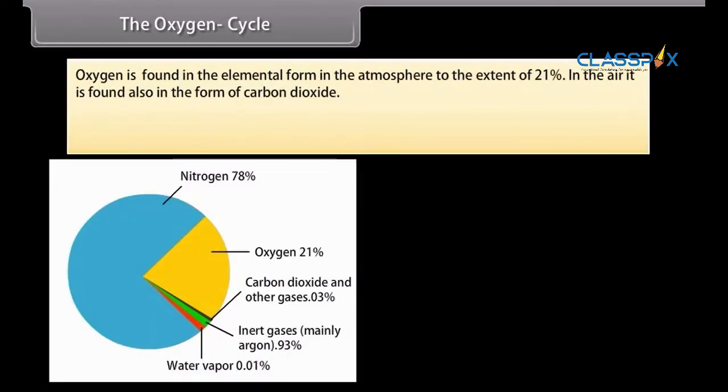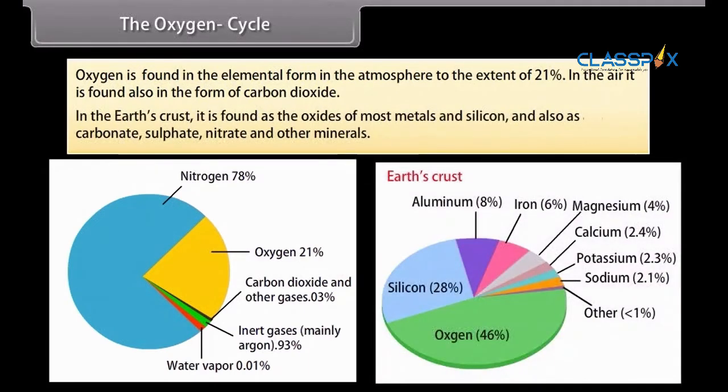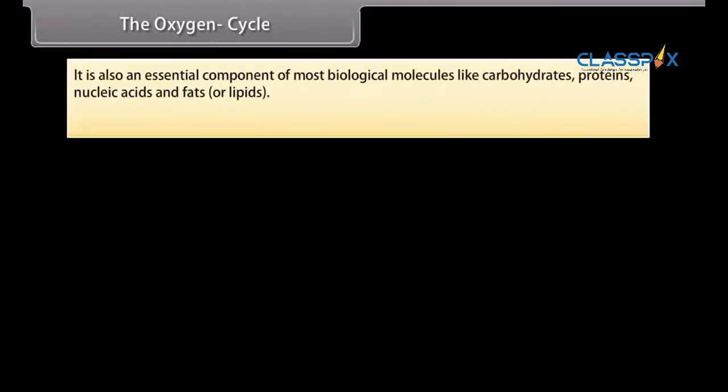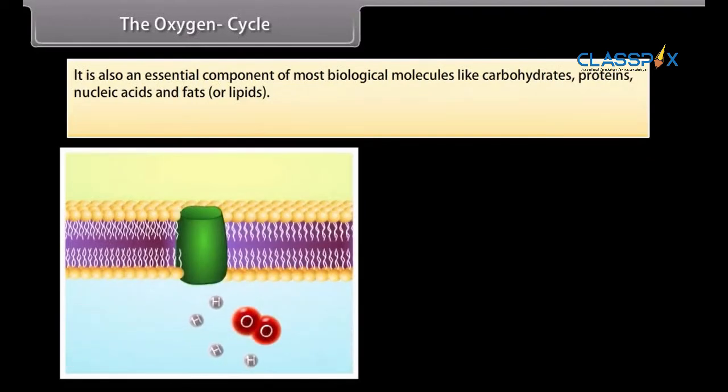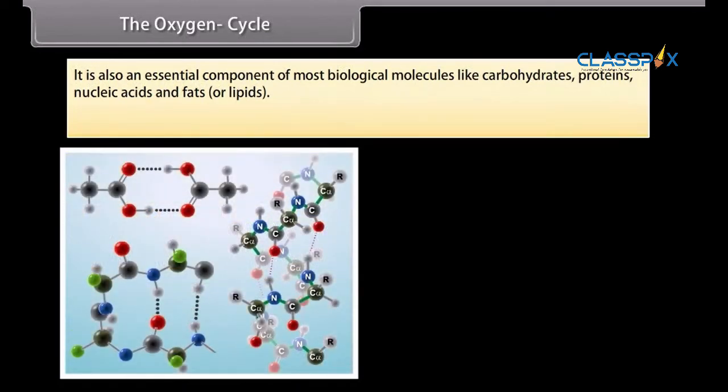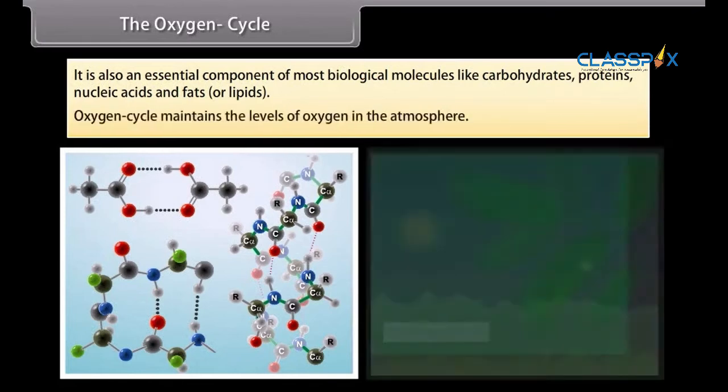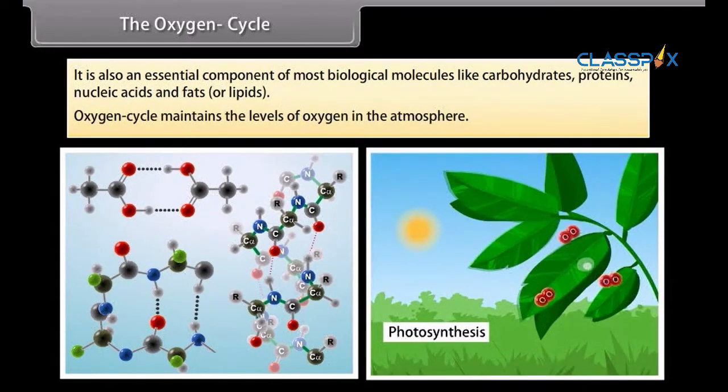The oxygen cycle. Oxygen is found in the elemental form in the atmosphere to the extent of 21%. In the air it is found also in the form of carbon dioxide. In the Earth's crust it is found as oxides of most metals and silicon, and also as carbonate, sulfate, nitrate, and other minerals. It is also an essential component of most biological molecules like carbohydrates, proteins, nucleic acids, and fats or lipids. Oxygen cycle maintains the levels of oxygen in the atmosphere.